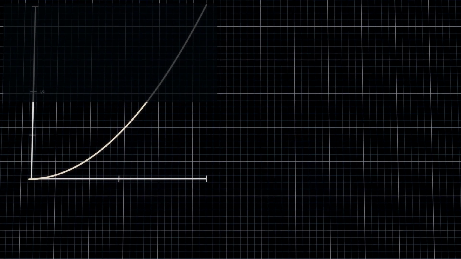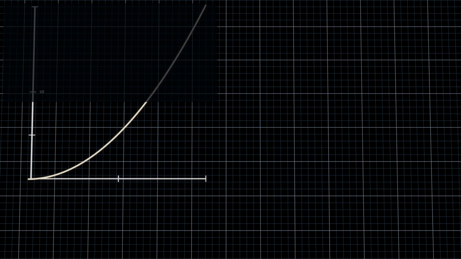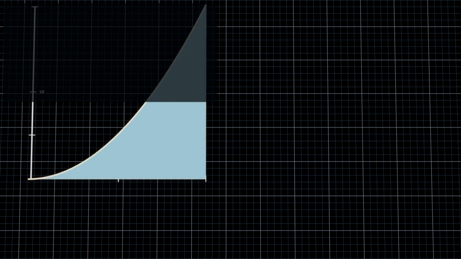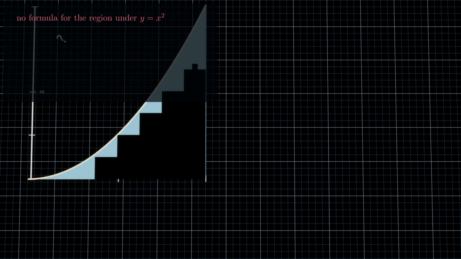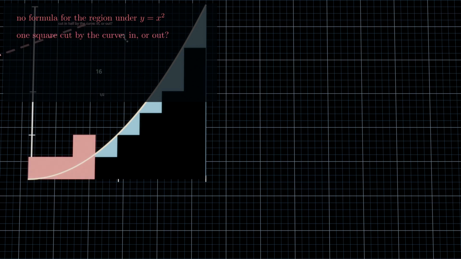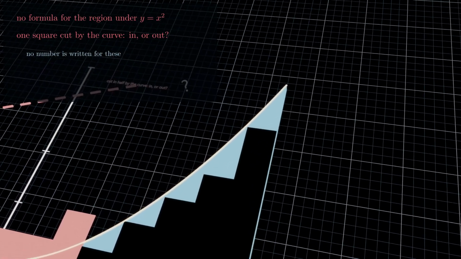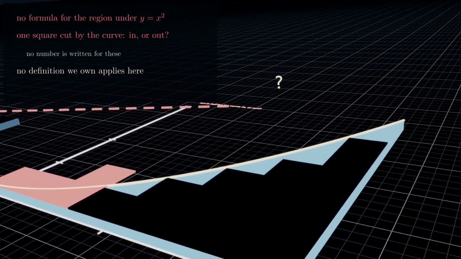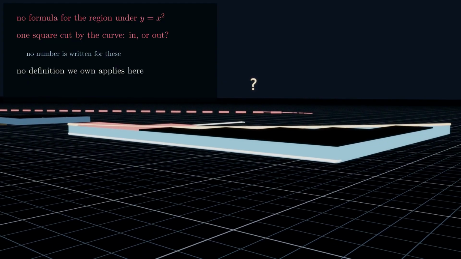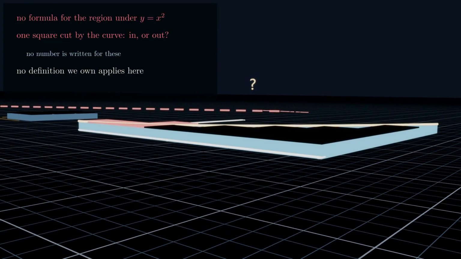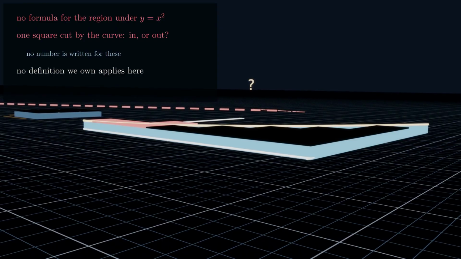Now a curve. Y equals x squared from 0 to 1, and the region trapped underneath. How much is in there? Reach for a formula. There is no formula. Reach for the grid and count squares. Fine, until the curve slices through one. This square. Half in, half out. Does it count? You do not have a wrong answer. You have no answer, because no definition we own says what the area of a curved region is.